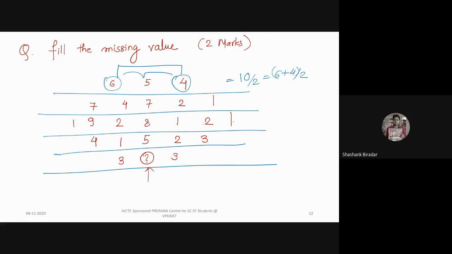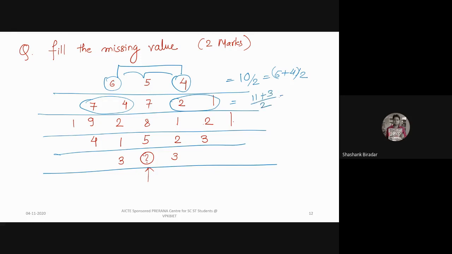So in the same context, if I add these two numbers and these two numbers, let us add them. 7 + 4 is 11, plus 2 + 1 is how much?